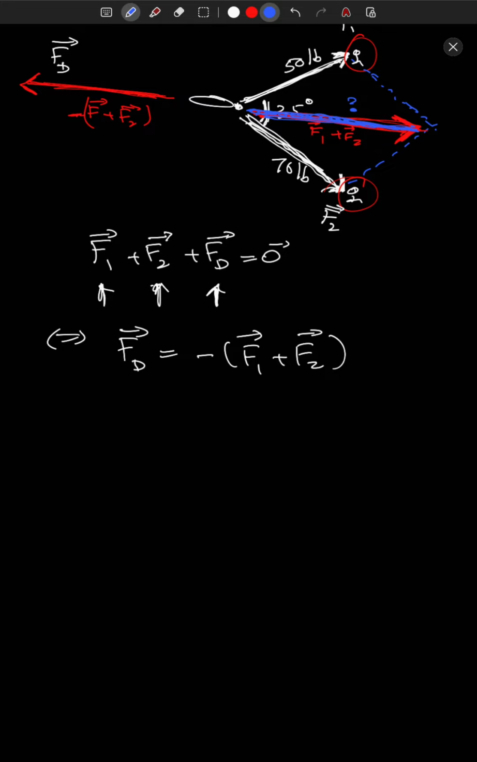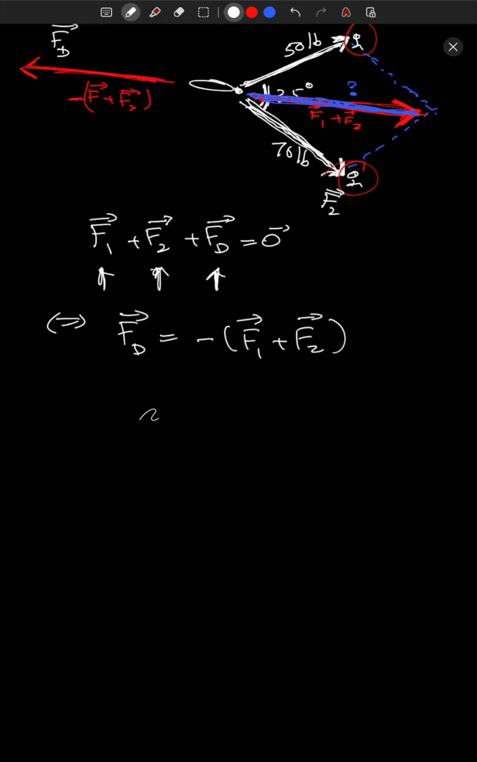Okay, so let me draw the picture again because that one's getting a little messy. We've got 50-pound force here. We've got a 70-pound force here. All right, let me just write the math. And then we've got 25 degrees here. We have a parallelogram like this. This is the side length that we actually want. The 25 is actually the entire angle from here to there.